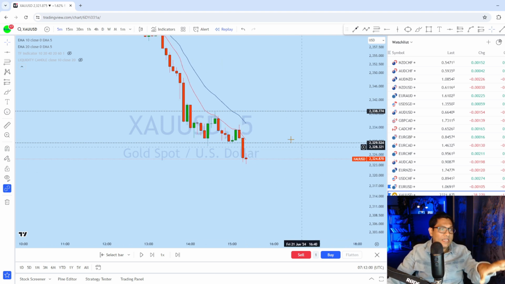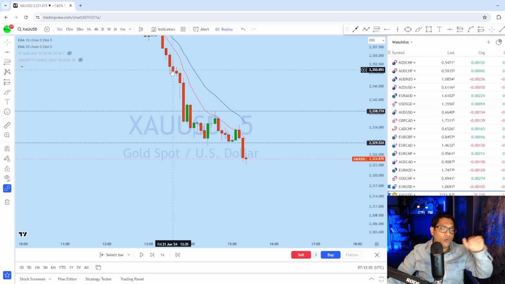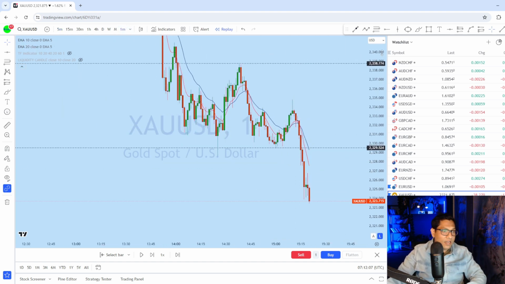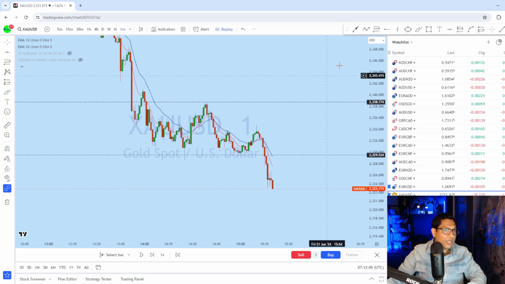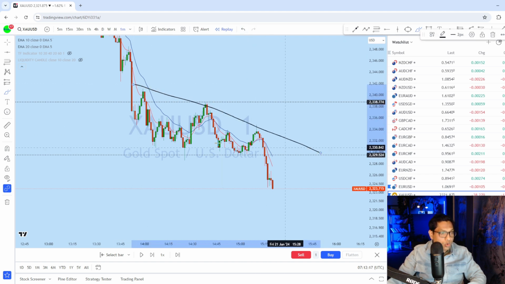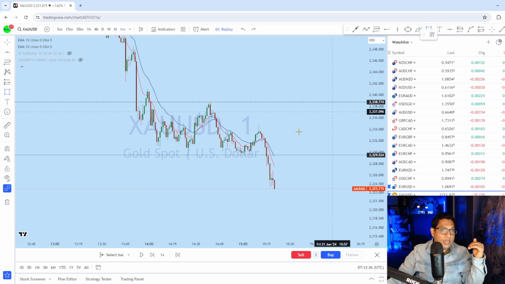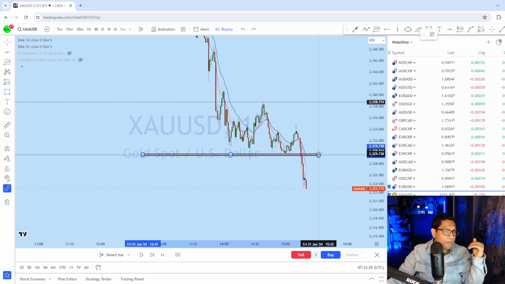So let's drop down to now the 1 minute chart to see where the market is heading. Now if you closely look, what we can see here is the market forming a series of lower highs, which is basically a typical downtrending market structure. Very simple.